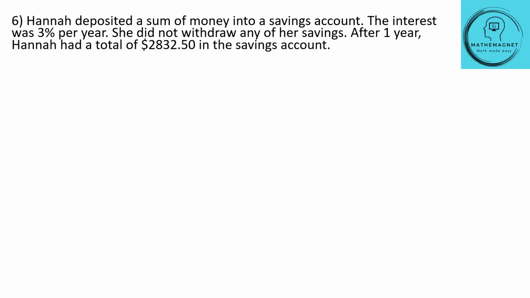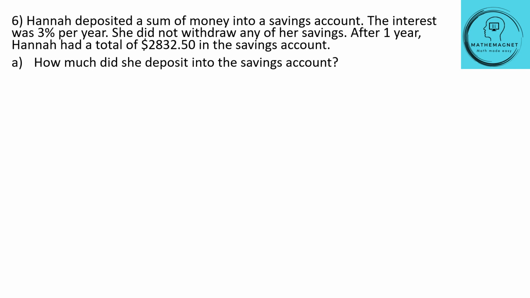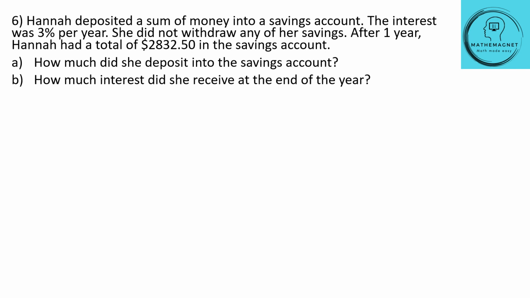Question number 6. Hannah deposited a sum of money into a savings account. The interest was 3% per year. She did not withdraw any of her savings. After 1 year, Hannah had a total of $2,832.50 in the savings account. Now question A is, how much did she deposit into the savings account and how much interest did she receive at the end of the year?